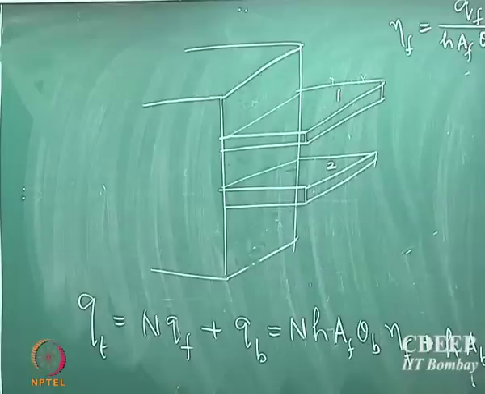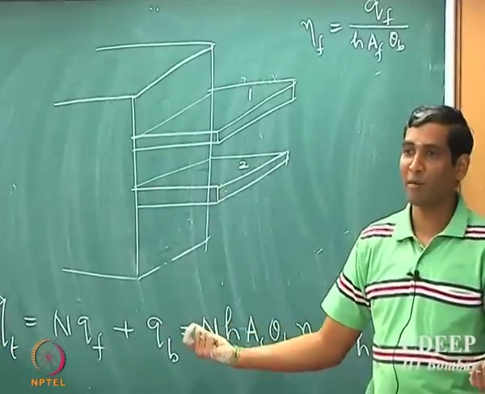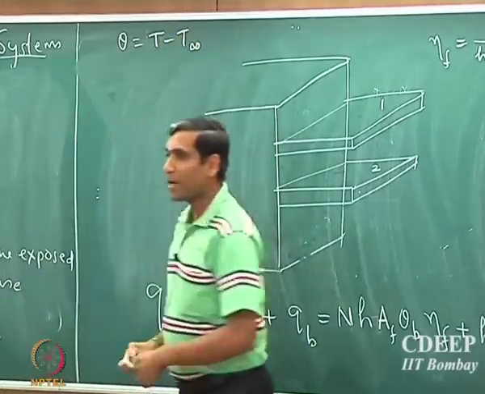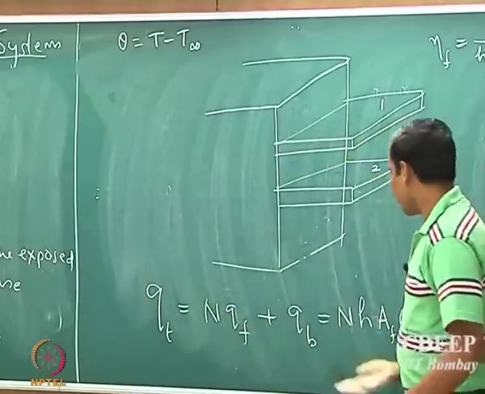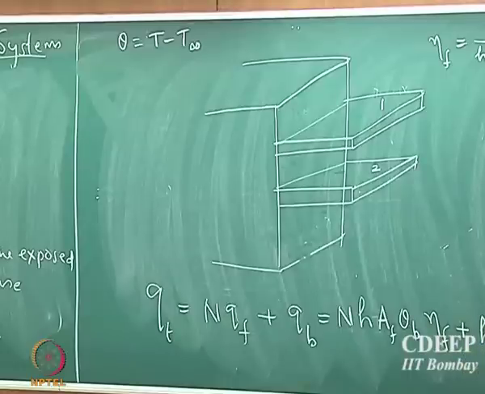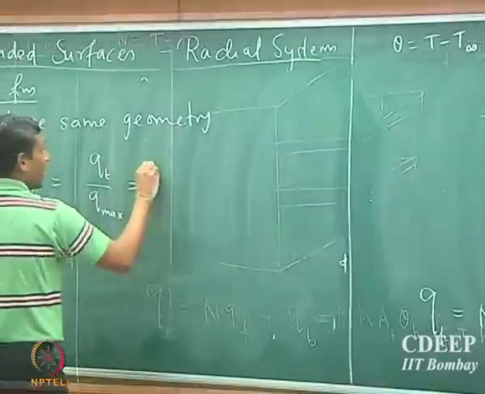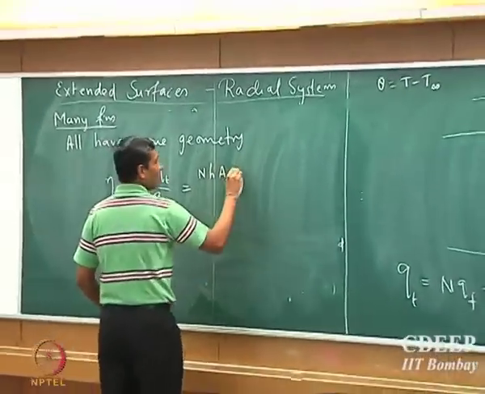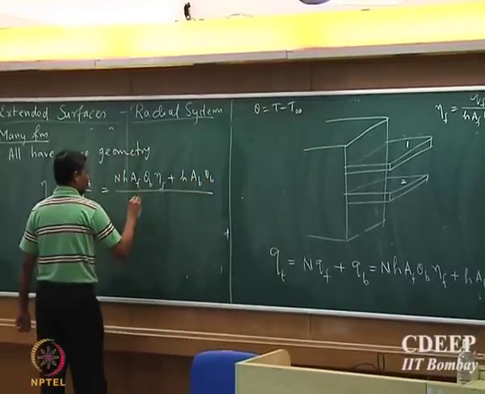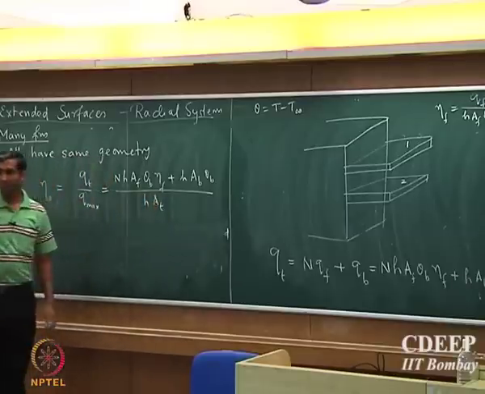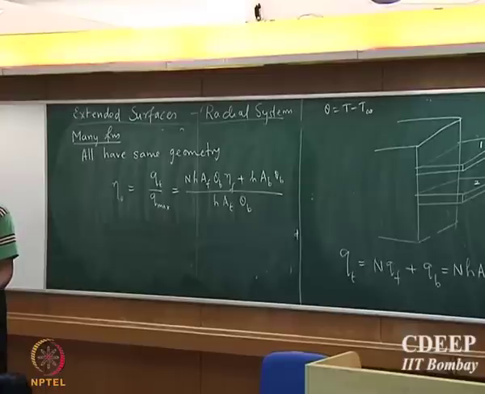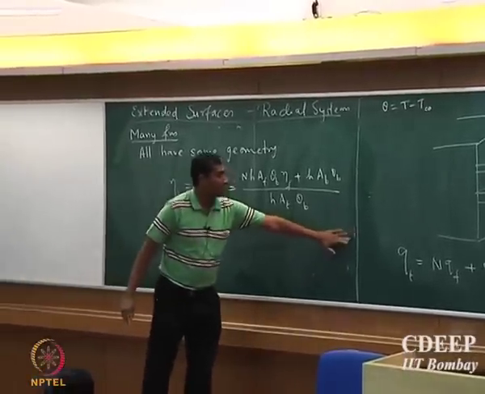Note that here theta already accounts for the difference between the local temperature and the fluid temperature. That is the nomenclature that I have been using. Theta is essentially T minus T infinity, where T infinity is the temperature of the fluid which is flowing around. So the total amount of heat transported by this composite system is n h AF theta b eta f plus h AB theta b. Now I plug all these in: n h AF theta b eta f plus h AB theta b, divided by Q max, which is h into the total composite area available. If every location in the composite is maintained at a constant temperature equal to the base temperature, that will be the maximum heat transported by that composite system.